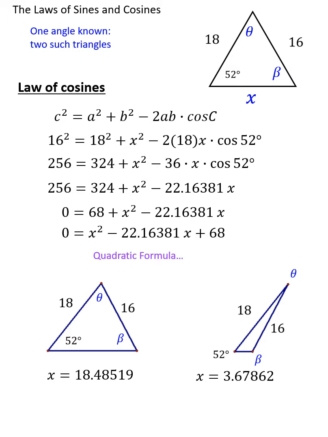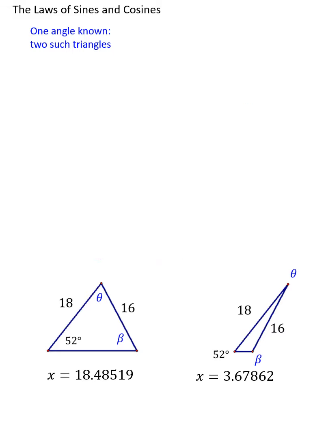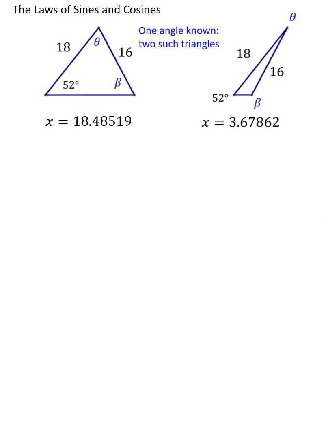They both have a 52-degree angle in the bottom left. They both have an 18 millimeter side on the left side, and they both have a 16 millimeter side on the right. And so whenever you get two possible answers for x, in other words, whenever the quadratic formula gives you two positive answers and hence two viable answers, you don't have to draw out the pictures, but you have to understand that there are two physically different triangles that match the description. That is the meaning of getting two answers for x. Okay, now that we have a sense for what that means, let's continue to solve for theta and beta.